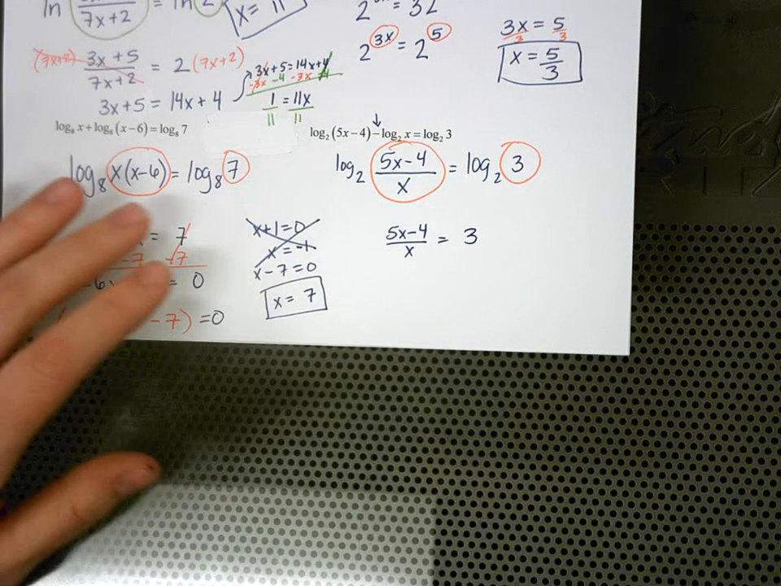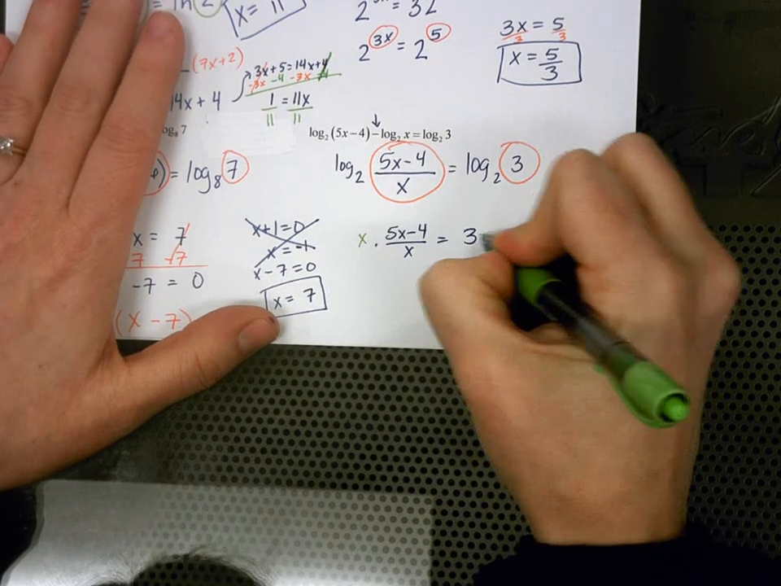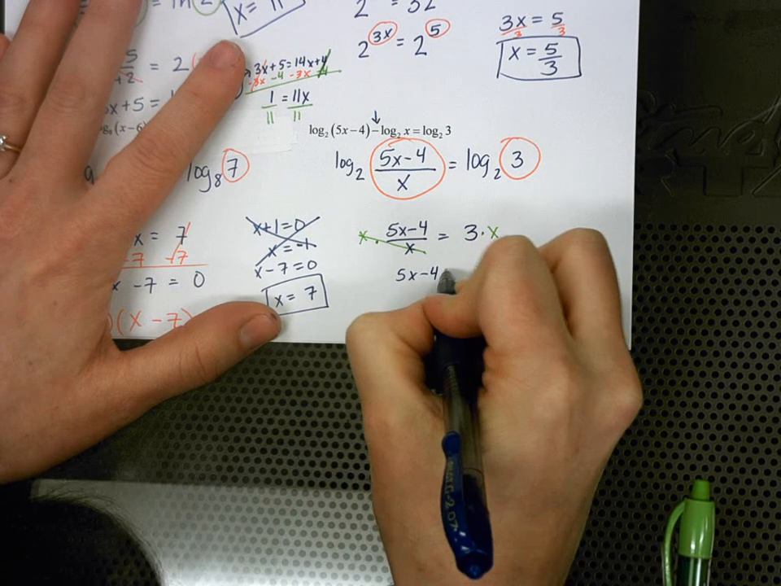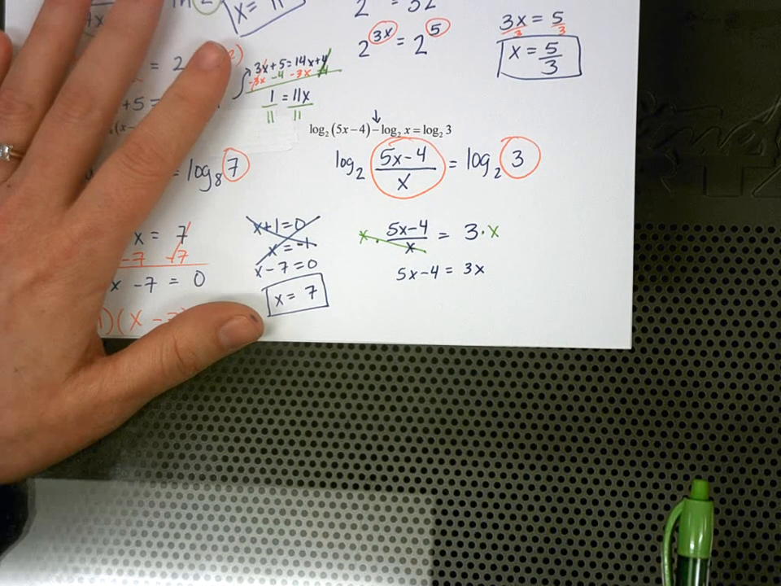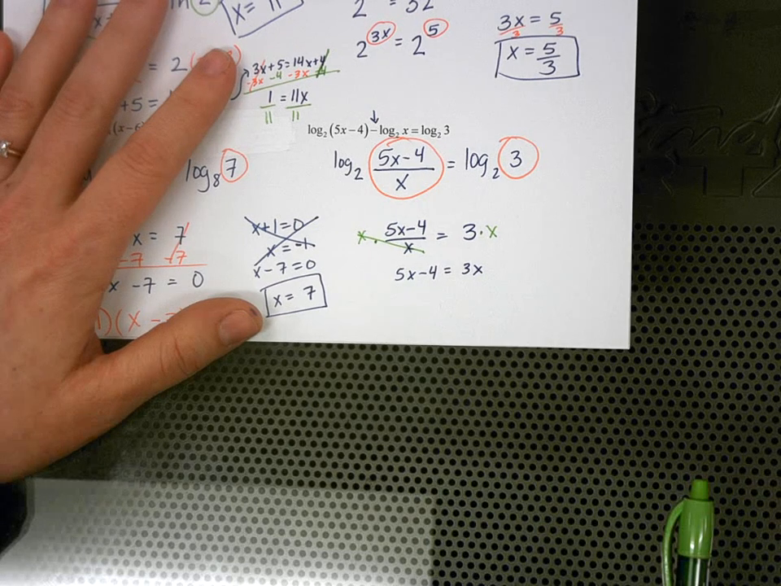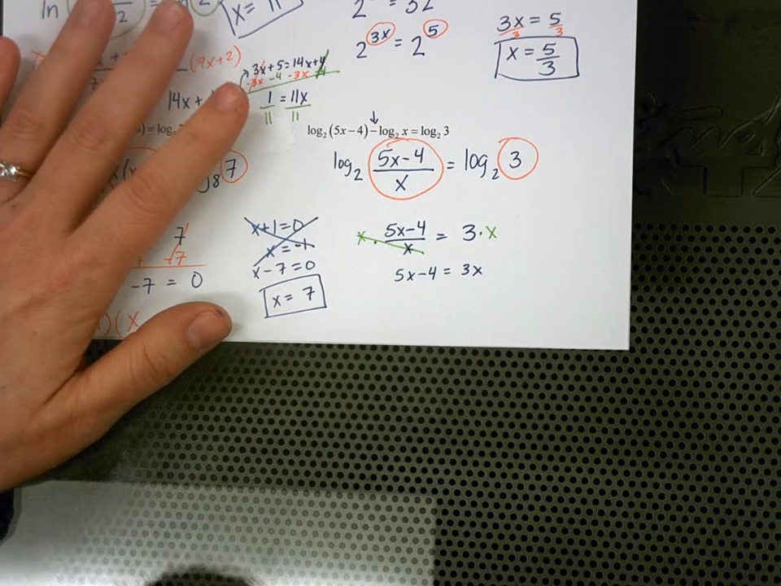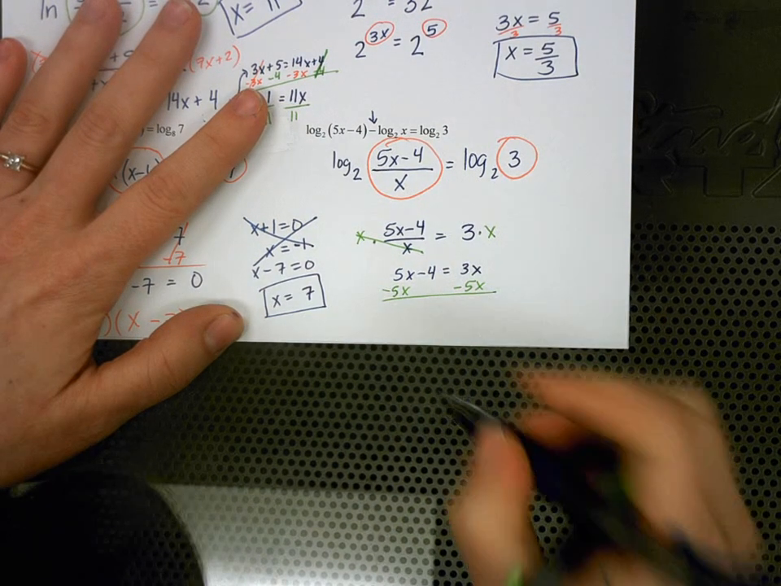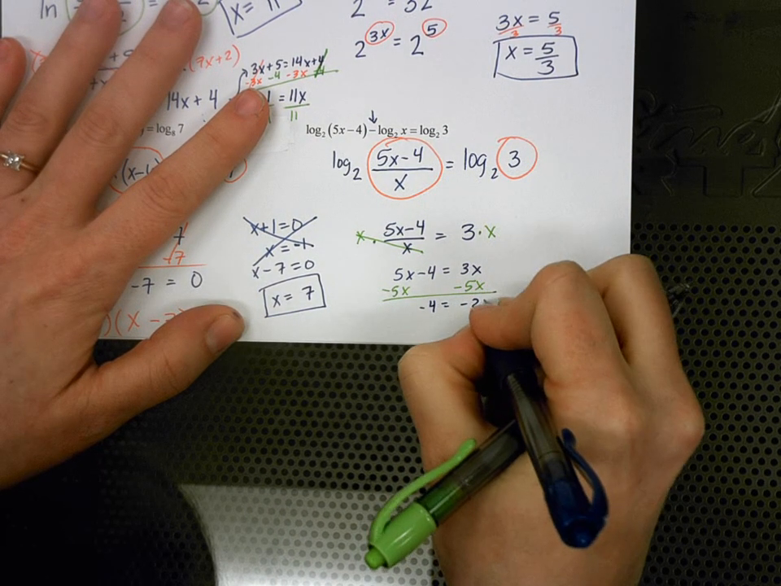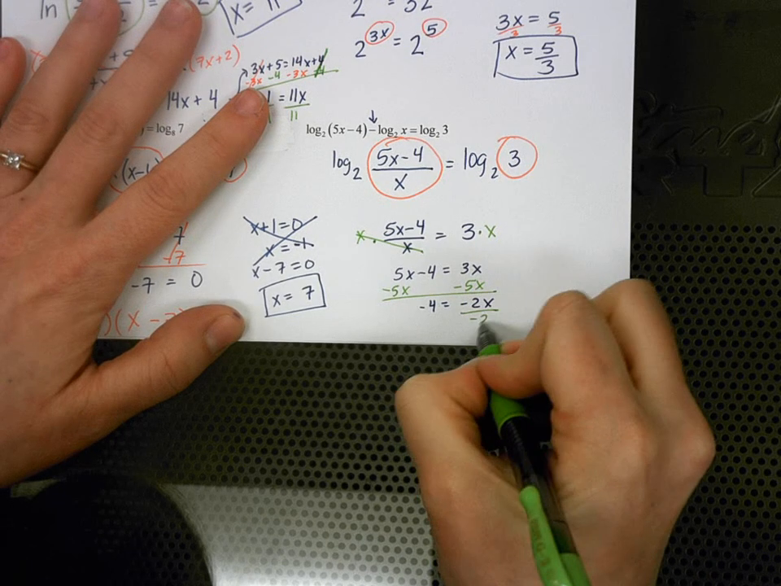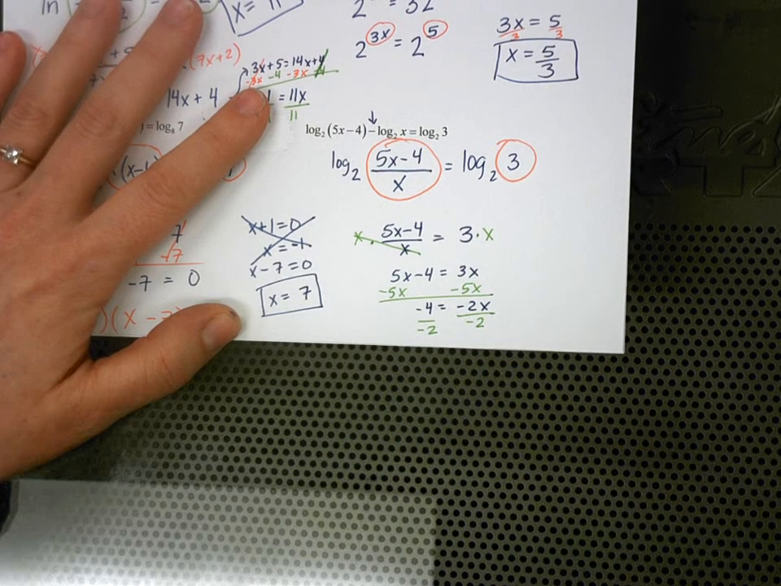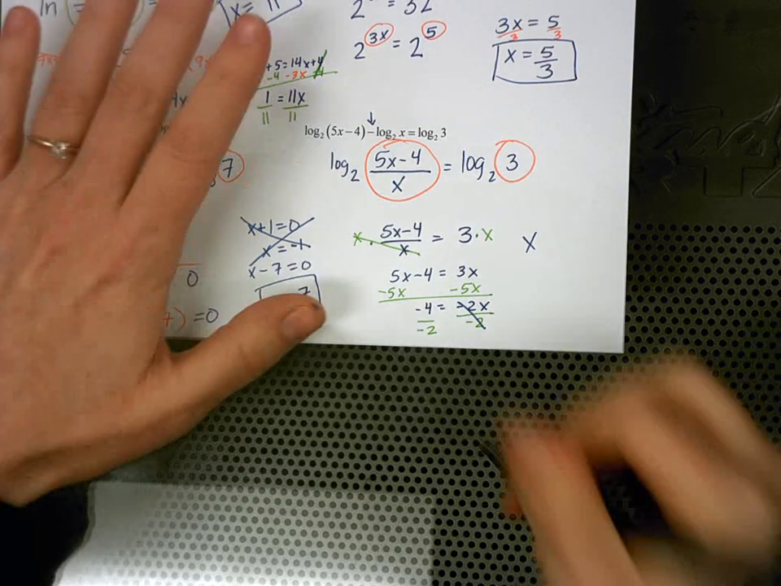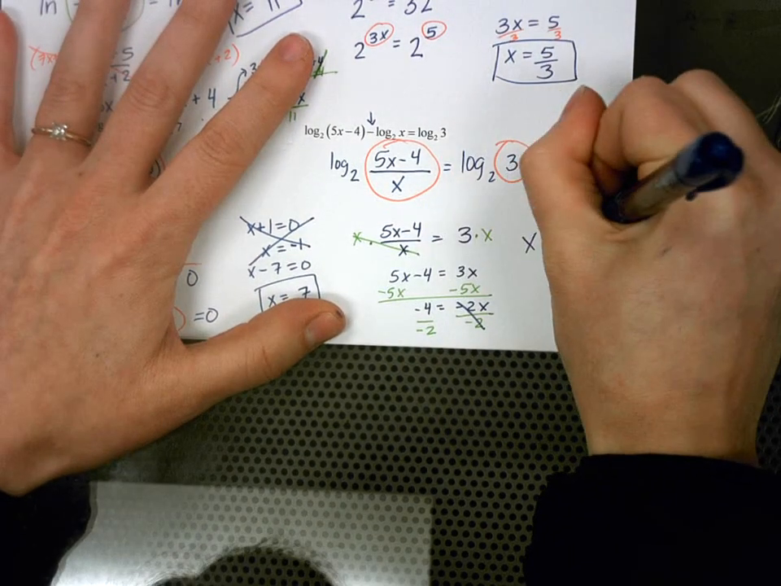Okay, how do we solve? Let's multiply this x to the other side so we don't have any more denominators. 5x minus 4 equals 3x. We're going to subtract 5x to get all of our x's together. We get negative 4 equals negative 2x. Divide by that negative 2. Negative 2 divided by negative 2 is 1, so that reduces. Negative 4 divided by negative 2 is positive 2.